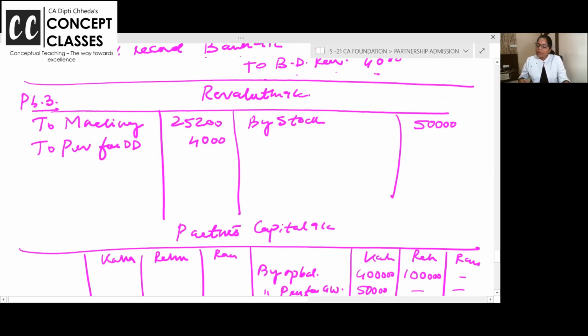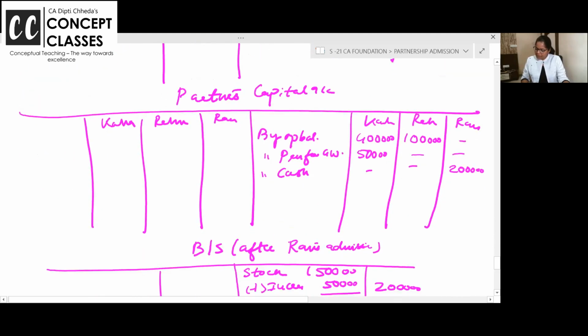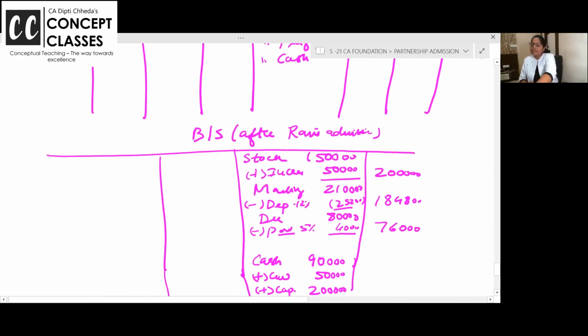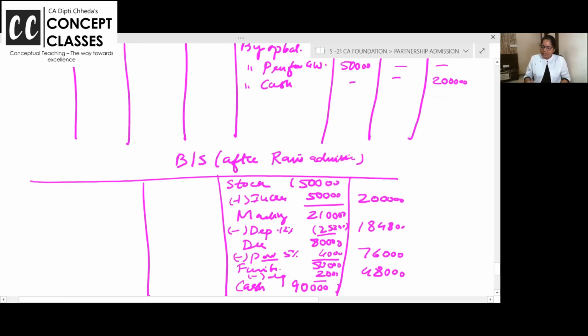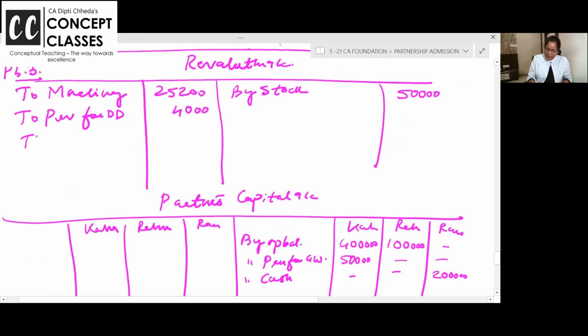Is everything done or is something left? Stock, machinery. What about furniture? Oh, furniture also we are depreciating. We missed out. Please write down. Furniture is 50,000 and they said depreciate by 2,000. Super. They don't want you to calculate the rate and all. They gave the amount directly. So furniture in the balance sheet is 48,000 and in the revaluation account write down to furniture 2,000.